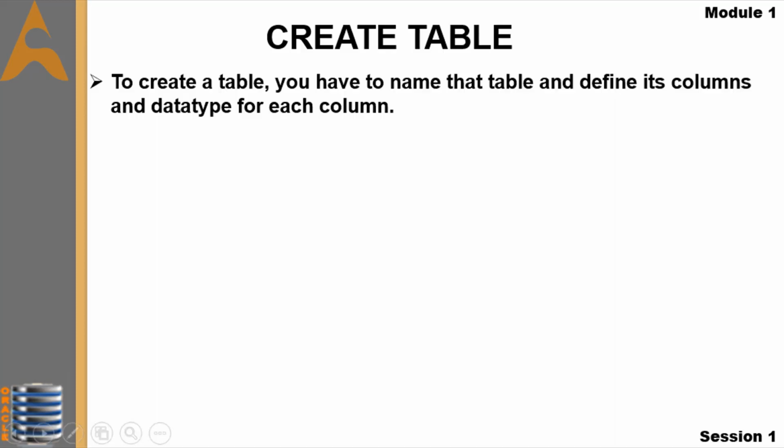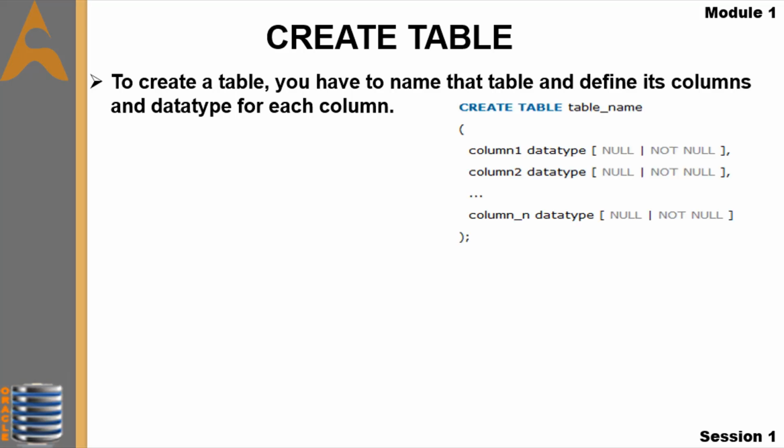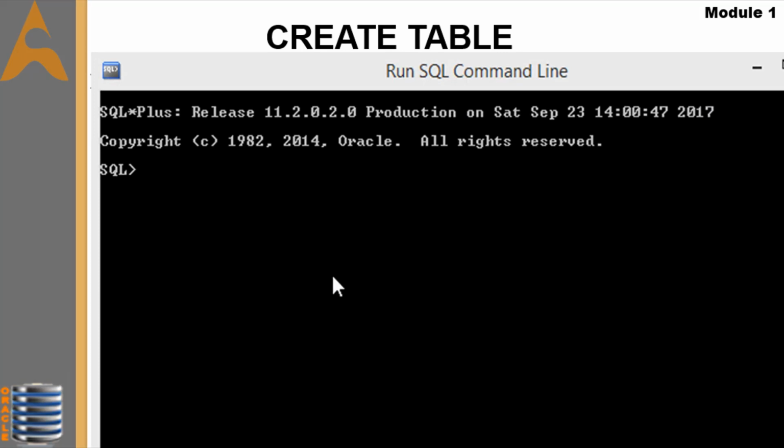Now let's see how to create table in Oracle Database. In Oracle, create table statement is used to create a new table in the database. To create a table, you have to name that table and define its columns and data type for each column. You can see the syntax on your screen. Let's create a table on Oracle database. See the example carefully.